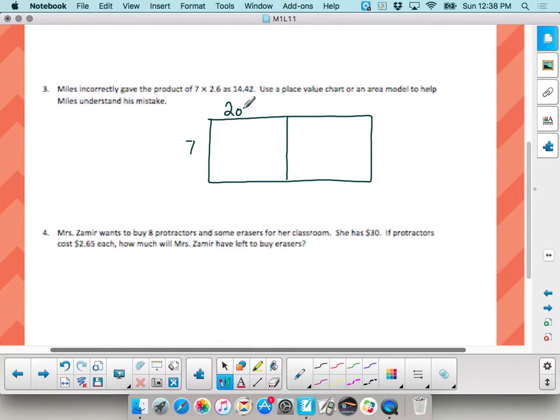So this is 2 ones and 6 tenths. Okay, 7 times 2 ones is 14 ones, which is written as 14. 7 times 6/10, 7 times 6 is 42, 42 tenths. So that is written in standard form as 4 and 2/10. The answer to the problem looks to me like we're going to add in the ones place. So we've got 18 and 2/10.